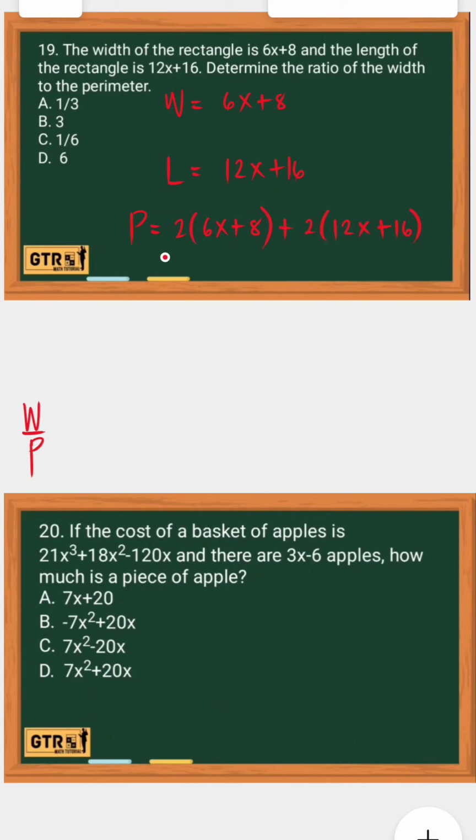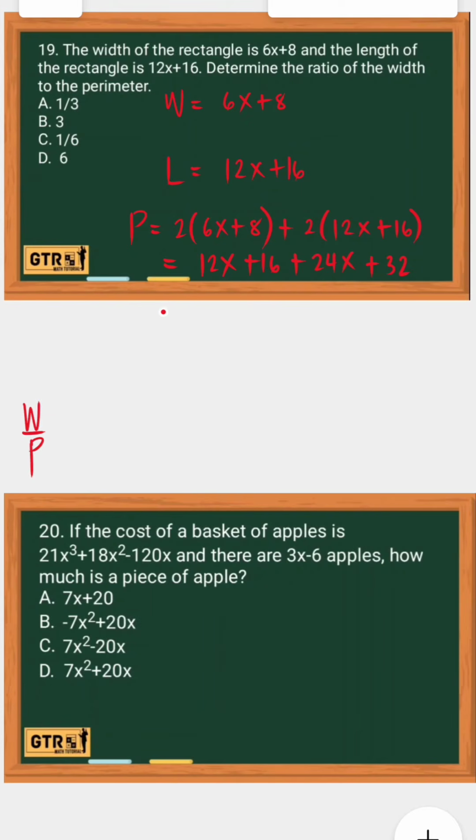Okay, so therefore simplify natin. So therefore we have 2 times 6x, that is equal to 12x. 2 times 8, so we have positive 16, plus 2 times 12x, so that is equal to 24x. And then 2 times 16, so that is equal to 32.